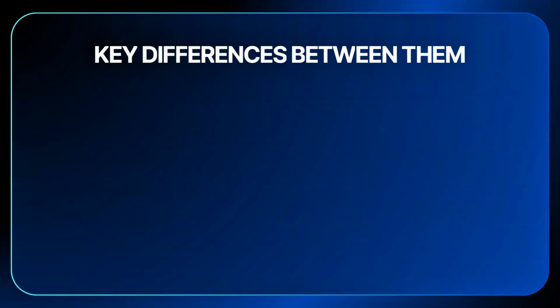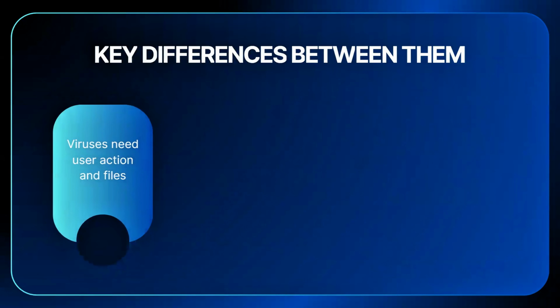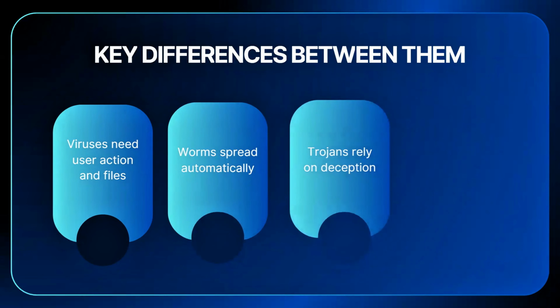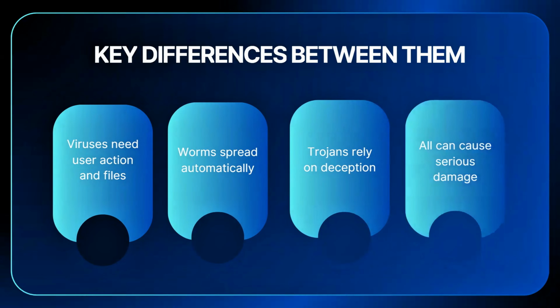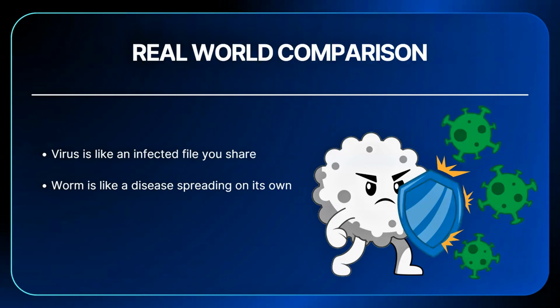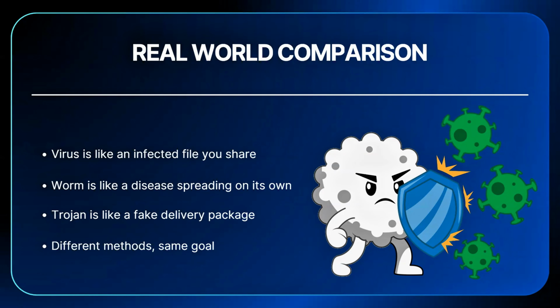Now, what are the key differences between these malware? Each malware type spreads in a different way. Viruses need user actions and infected files. Worms spread automatically across systems. Trojans rely on deception and social engineering, and all the three can cause serious damage. Now, let's do a real-world comparison. This is a simple analogy that can help you explain the differences. A virus is like an infected file you share with others, and a worm is like a disease that spreads on its own. A Trojan is like a fake delivery package. They use different methods, but the goal is the same, which is to harm.